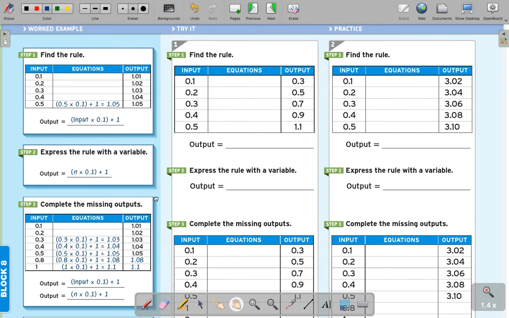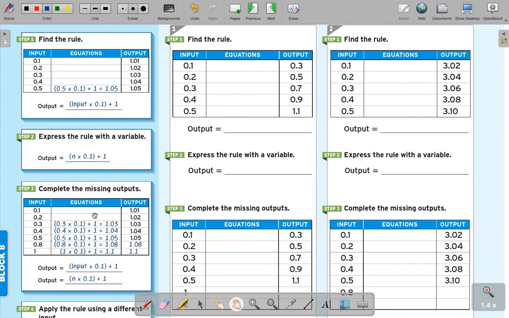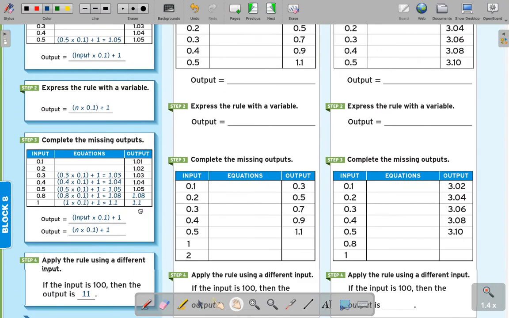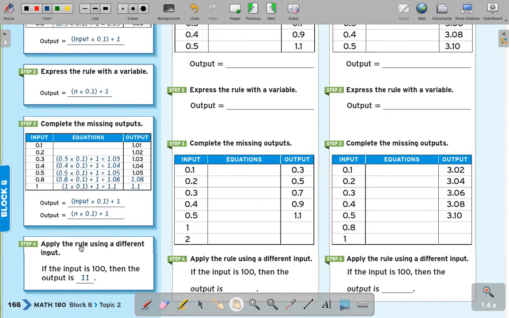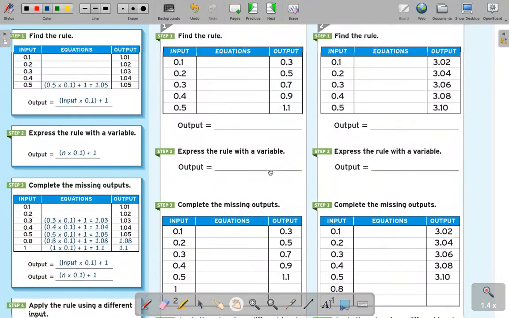So then you can see here that I can take that rule and I can keep working it out even when I don't have anything in the output. I can find that output. So even with 8/10, if I take it times 1/10, that's 8/100. I add 1, I get 1 and 8/100. So that rule still applies. I can even input 100 with those rules, and I would get an output of 11. And we'll do that here, and it's a couple examples that we do.